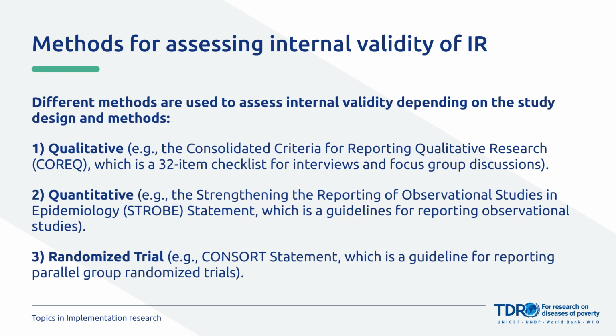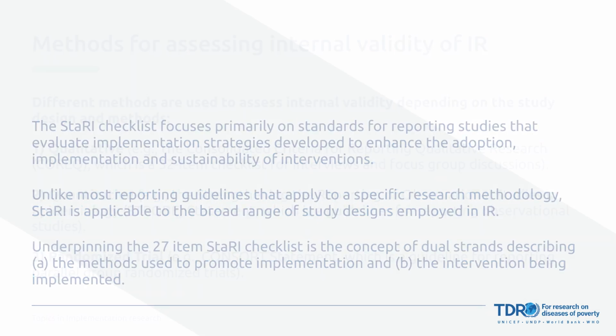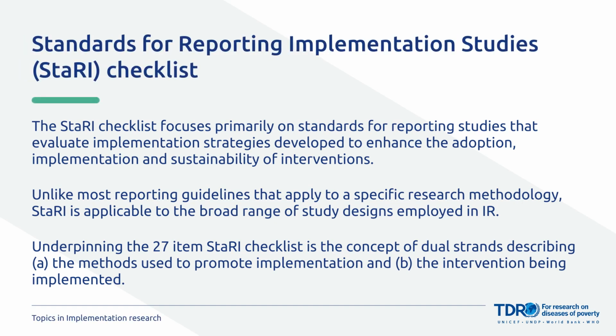Quantitative studies utilize guidelines, such as the Strengthening the Reporting of Observational Studies in Epidemiology, STROBE, statement, to improve reporting quality. Randomized trials adhere to guidelines like the CONSORT statement, providing standards for reporting parallel group randomized trials. Because existing guidelines cover various research types, but don't fully address reporting standards for implementation research, the Standards for Reporting Implementation Studies, STARI, checklist was developed to bridge the gap.